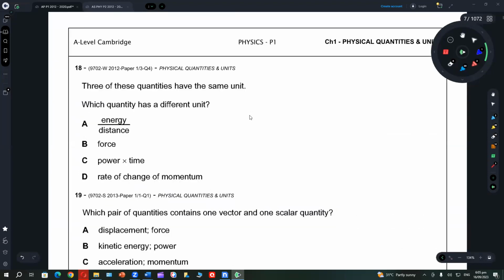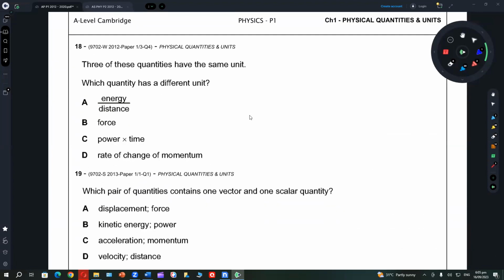Right, C is the vector. Majority of people gave the right answer. Three of these quantities have the same unit. Which quantity has a different unit? Such questions can either be solved by base unit, derived unit, or by formulas. So either you translate them into base units and compare. Like power into time.